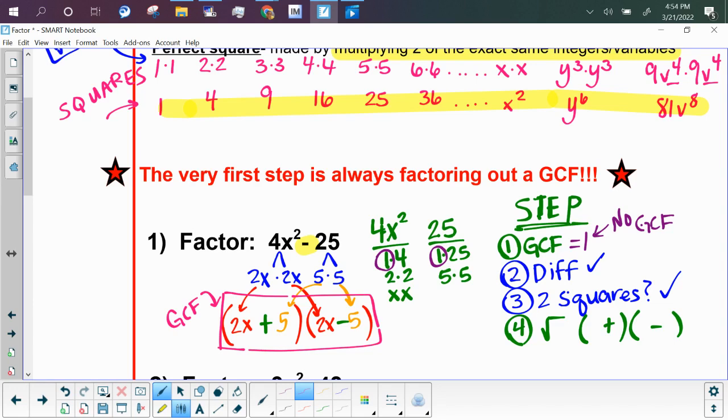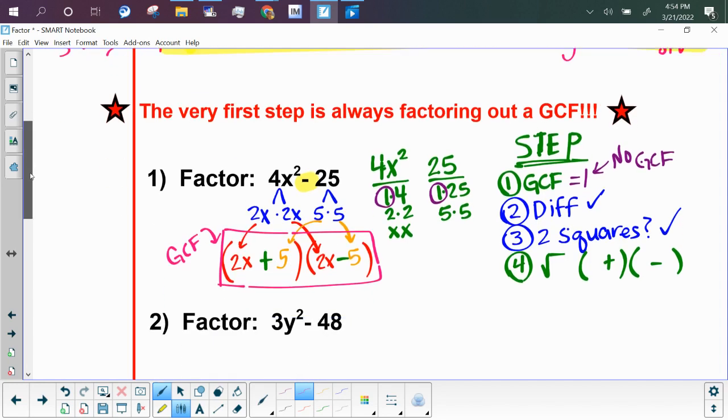The reason why this works is because what we're making is negative 25 here. And in order to make a negative 25, we use a positive 5 and a negative 5. Okay, and when we're multiplying this, the distributive property, 2x times 2x, we would get 4x squared. Here we would do 2x times negative 5, which would give us negative 10x. 5 times 2x would give us positive 10x, and that would cancel out. And then 5 times negative 5, which is negative 25.